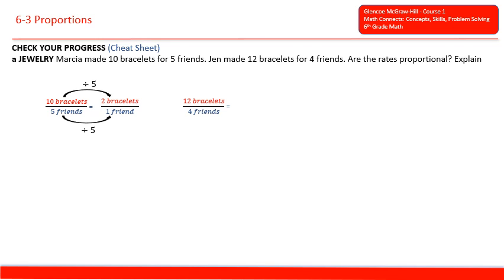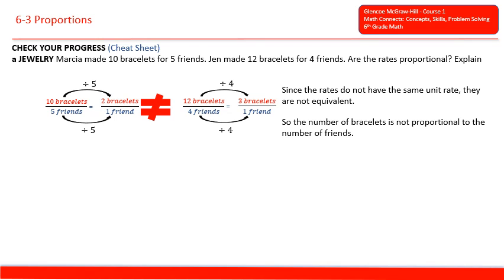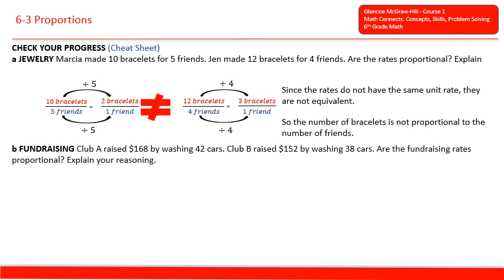12 bracelets for 4 friends. Divide 4 friends by 4 to get 1 friend, and 12 bracelets by 4 to get 3 bracelets per friend. Since the rates do not have the same unit rate, they are not equivalent. So the number of bracelets is not proportional to the number of friends.